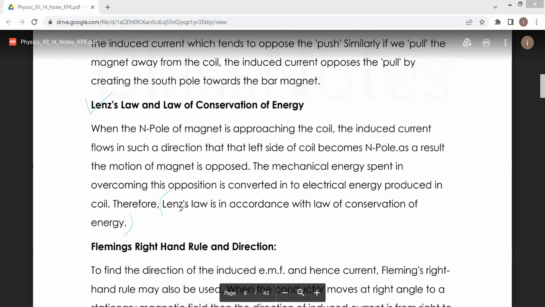So remember that Lenz's law is in accordance with the law of conservation of energy.